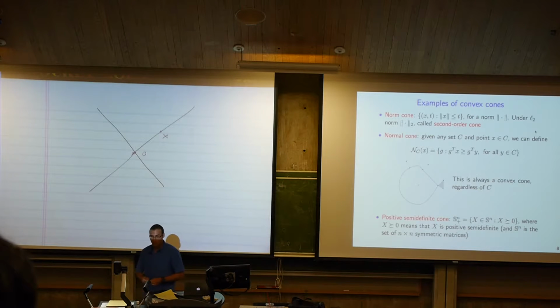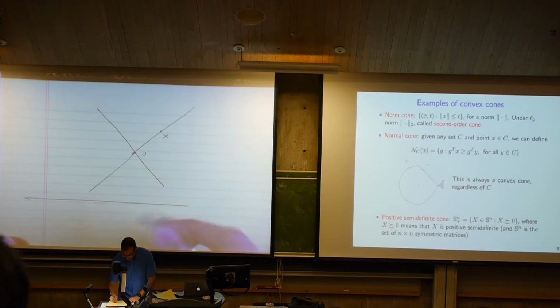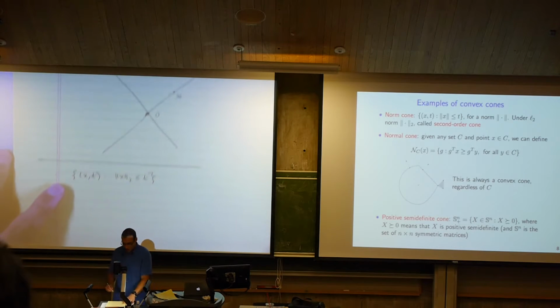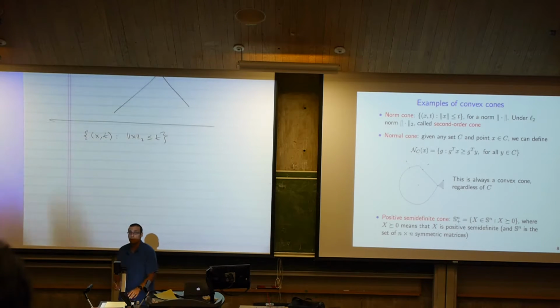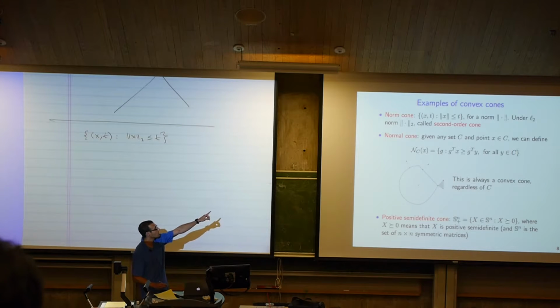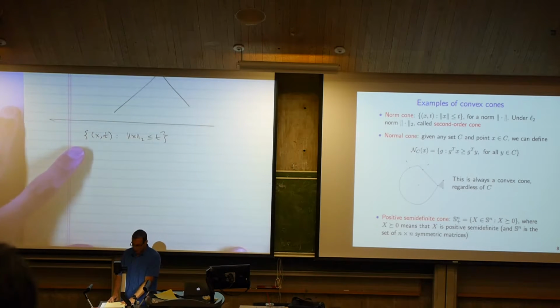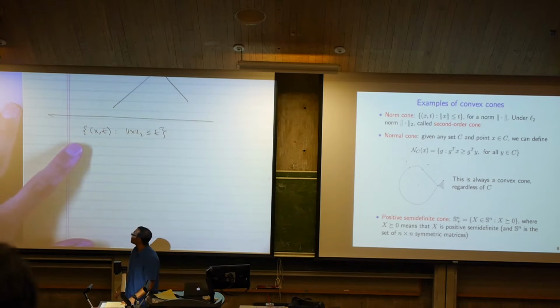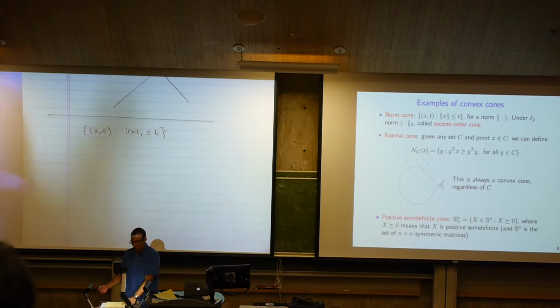If we look at the set of all x, t such that the L2 norm of x is less than or equal to t, this is a convex cone, because I just told you that all norm cones are convex cones. This is actually called the second order cone, a special name. It's also called the Lorentz cone, and it's also called the ice cream cone. There are some names for it.